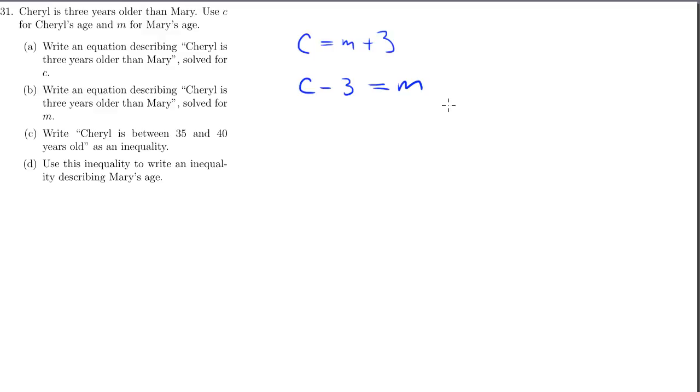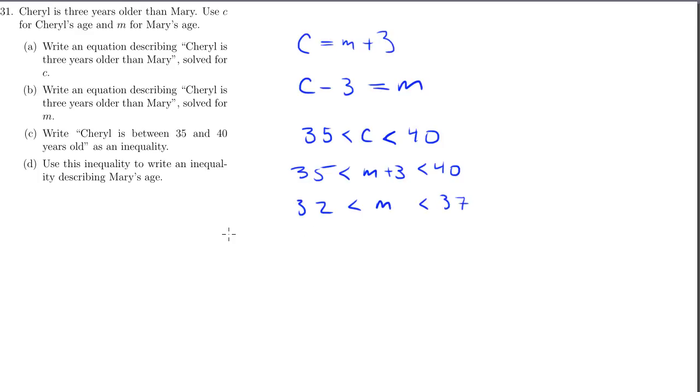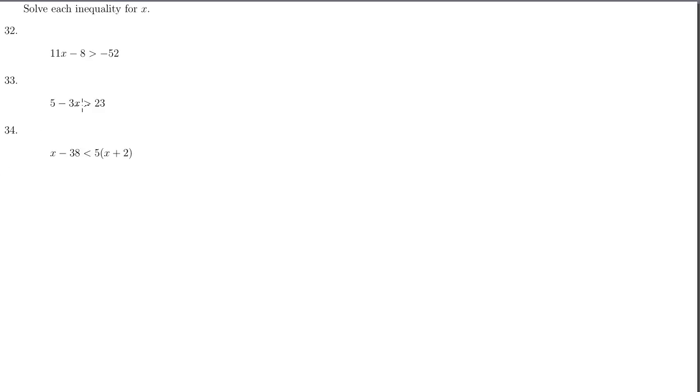Great. Cheryl is between 35 and 40 years old. Well, she's more than 35. And she's less than 40. Now we're going to describe Mary's age. Well, C is M plus 3, so 35 is less than M plus 3 is less than 40. So that means 32 is less than M is less than 37. Hey, look at that. Great. One more set of exercises, and that'll wrap up the Chapter 2 material, and we'll call it a video.